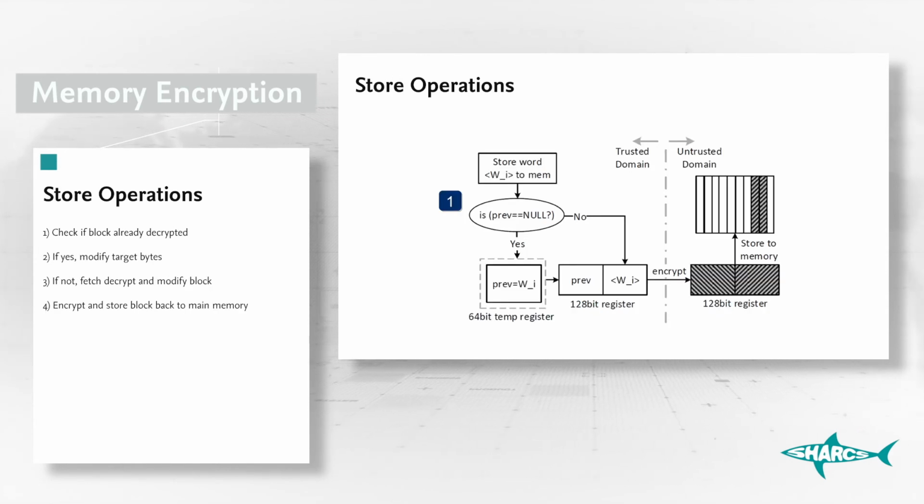During store operations, again, we first check if the data were the most recently decrypted. If there were, the target bytes of the block are modified. If they were not, the block is fetched from the memory and decrypted. Finally, the modified block is encrypted and then stored back to main memory.